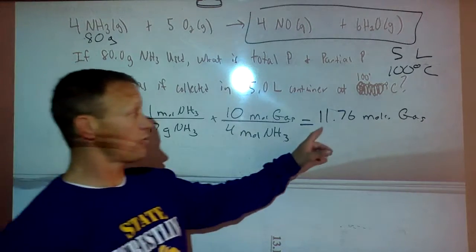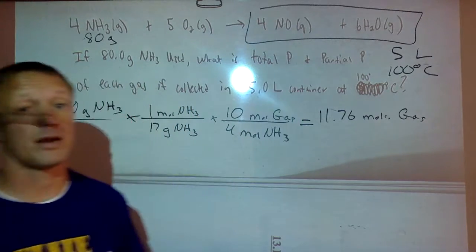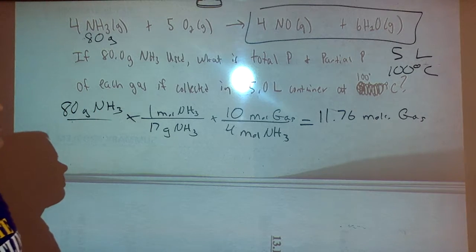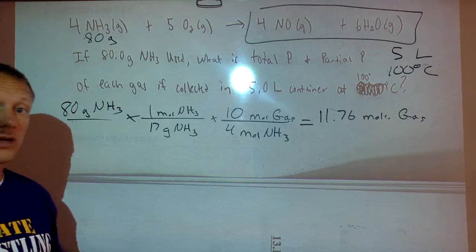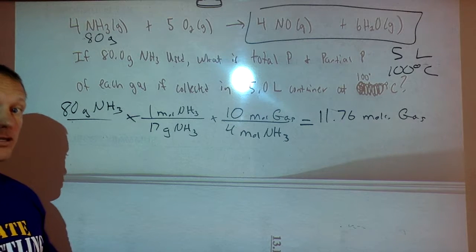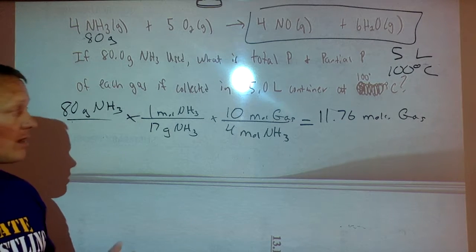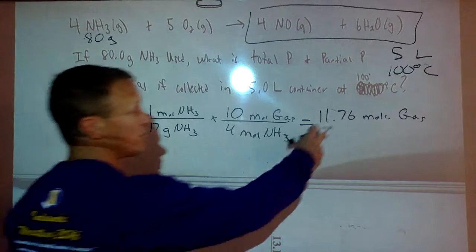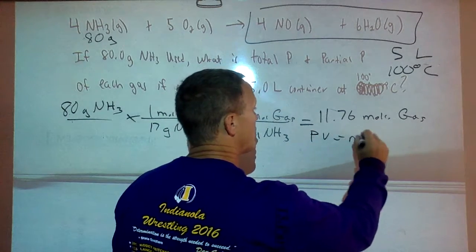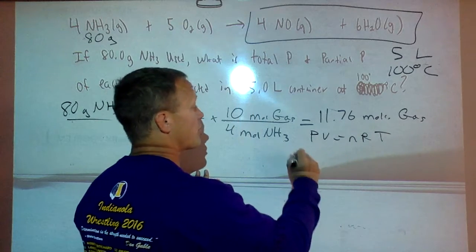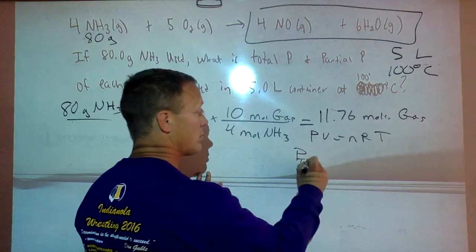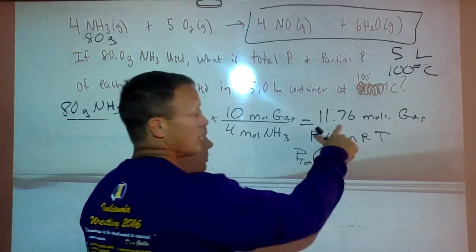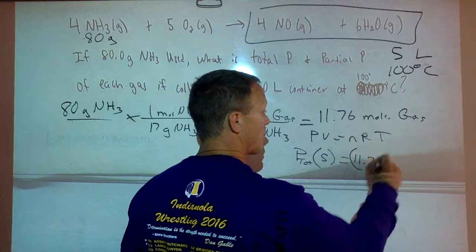Obviously, more of those moles are water than nitrogen monoxide. So now I want to know the pressure, so I can get the total pressure and each individual pressure. I could have solved for each gas in PV equals nRT twice, but I'm just going to do PV equals nRT once using 11.76. I'm trying to figure out our pressure total. Volume, our container is a 5-liter container, using the 11.76, so that's total moles.